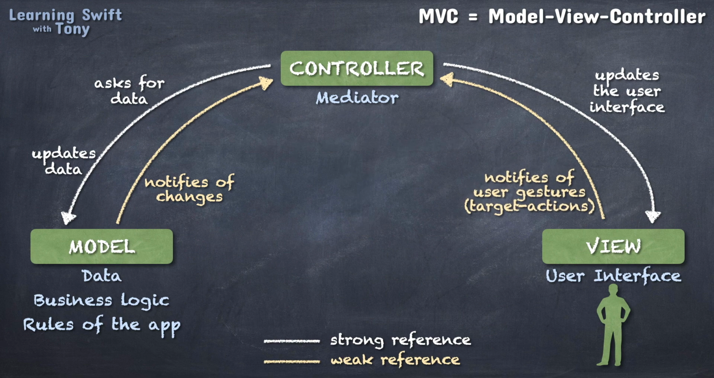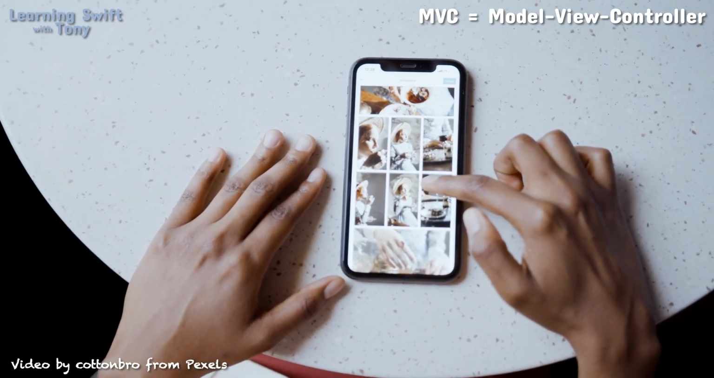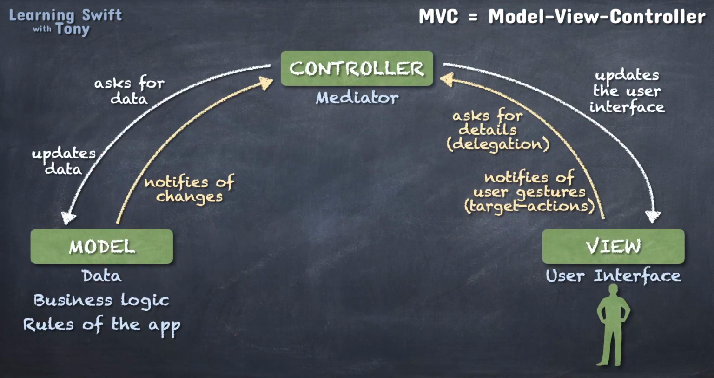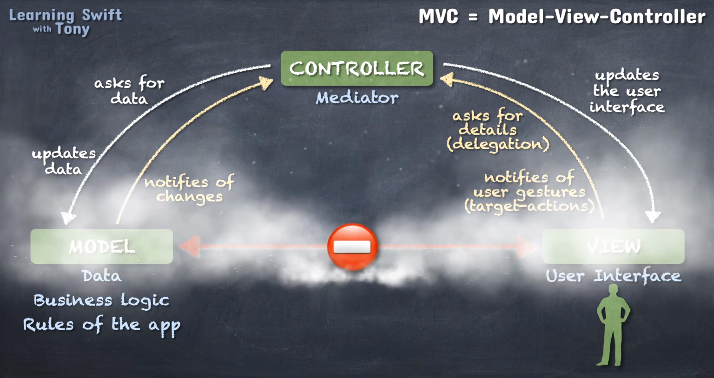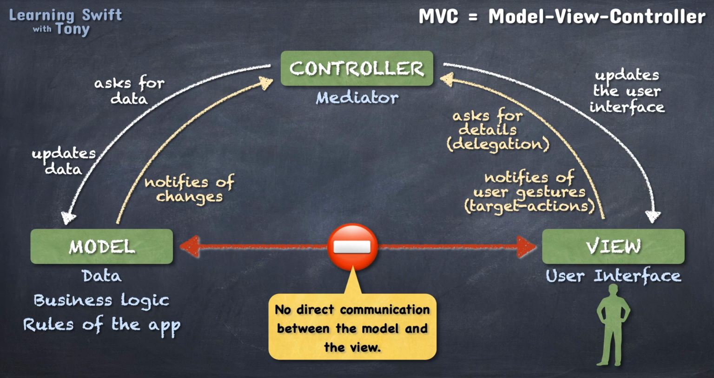Some views can also use this type of communication to ask for more details. This is called delegation. For example, when the user scrolls a list, the view will ask the controller what to display next. Please note that while the controller can communicate back and forth with both the model and the view, there's never ever a direct communication between the model and the view. It is the job of the controller to mediate between the data and the user interface.